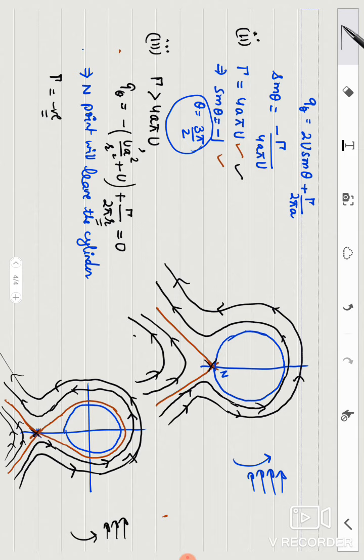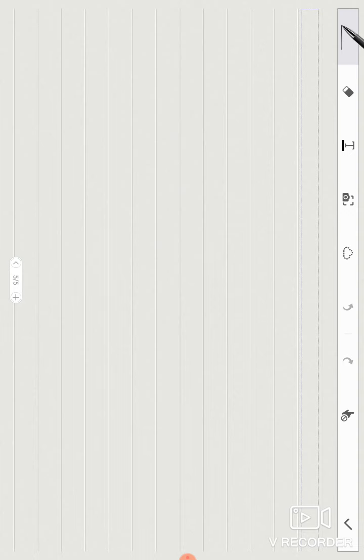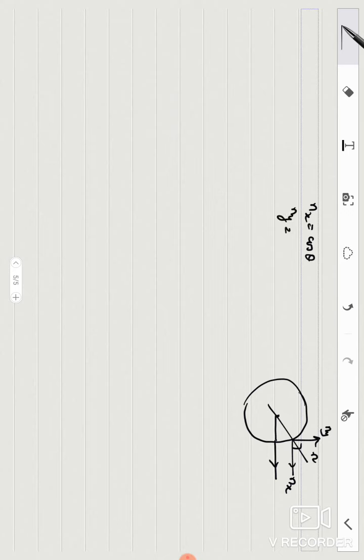Similarly, you can find the pressure for this flow. I'll calculate the pressure in a different way for this article. Suppose this is a cylinder, and at this cylinder n is the unit vector along the normal. This will have two components, nx and ny. nx will be cos theta, ny will be sin theta.